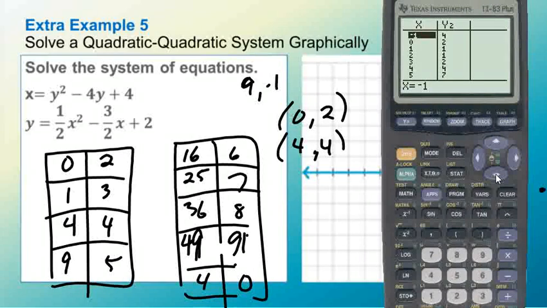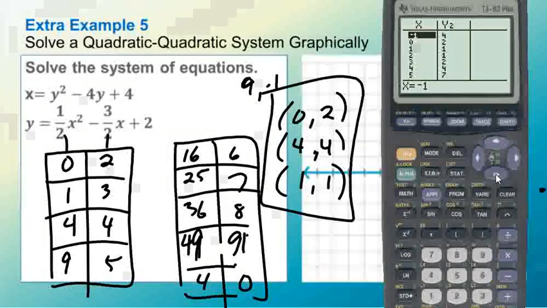If we put a 1 in for y, that'd be 1 minus 4 plus 4, which gives us 1. So we have 1, 1. So 1, 1 would also work. I didn't graph that completely here, but we can use the table features to find the system here.